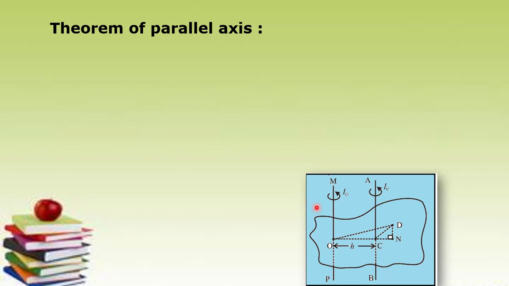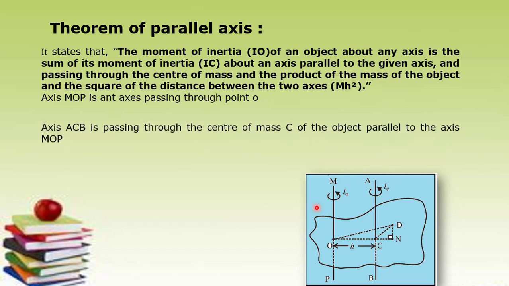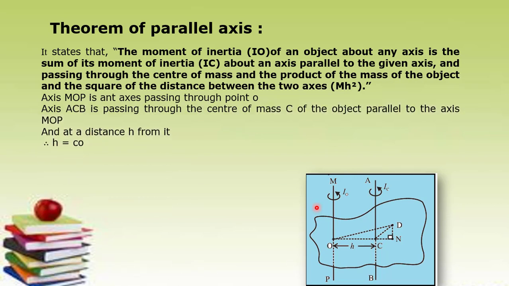Now the theorem of parallel axis. It means the moment of inertia of an object about any axis is the sum of the moment of inertia about the axis parallel to the given axis and passing through the center of mass, and the product of mass and the square of the distance between them. Here the two axes are shown, and h is equal to CO, the perpendicular distance between the two axes.